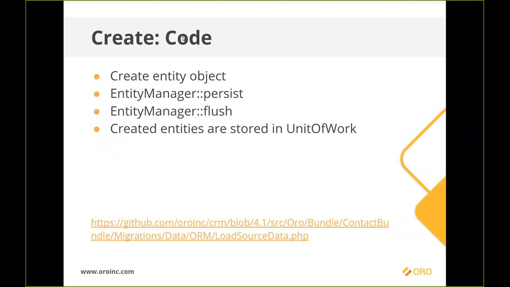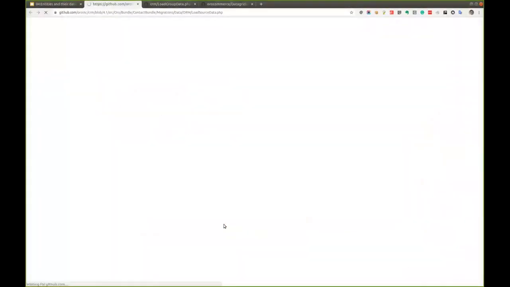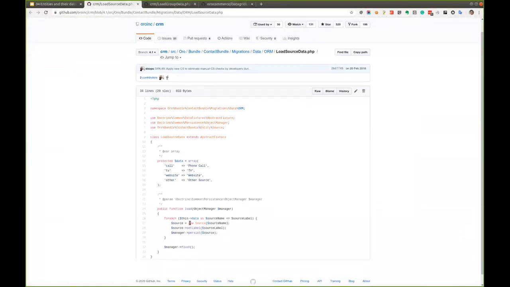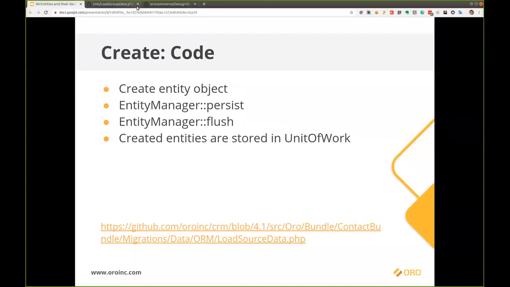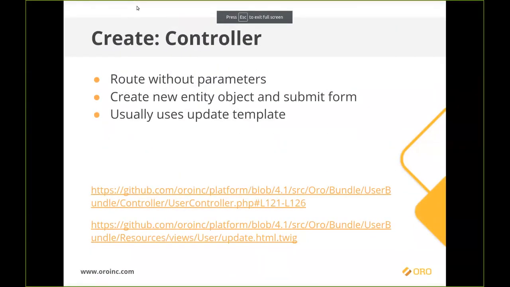Now we have create, and create is very similar to update in the action, and also usually they share the template. So if I want to create, I create some entity object, I persist it, flush the manager, and the entity is stored in the unit of work and in the database. So it is very similar to what we did when we loaded the fixtures, right? It creates a new entity, sets some values, persists it, and then flushes the manager. Of course, it's a little bit more complex in the controller, but the idea is the same.